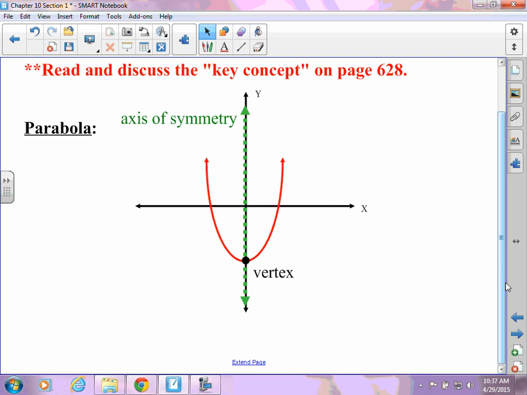You got to start it there, and then you can make it wide. You can make it, you know, skinny. It can move up. It can move down, but that's where you start it at. Okay? Notice that the axis of symmetry cuts that parabola in half. It's like the handle of your umbrella.